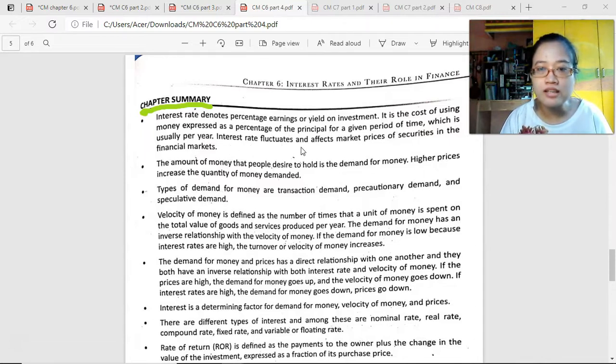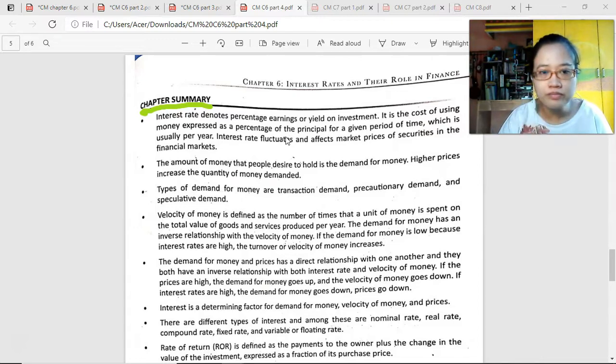Interest rate fluctuates and affects market prices of securities in the financial market. We have the monetary board and they have this monetary policy to ensure that there would be price stability in our economy and in our financial system. In that case, they monitor and supervise and try to control the inflation rates, and they do that normally by changing the interest rates.